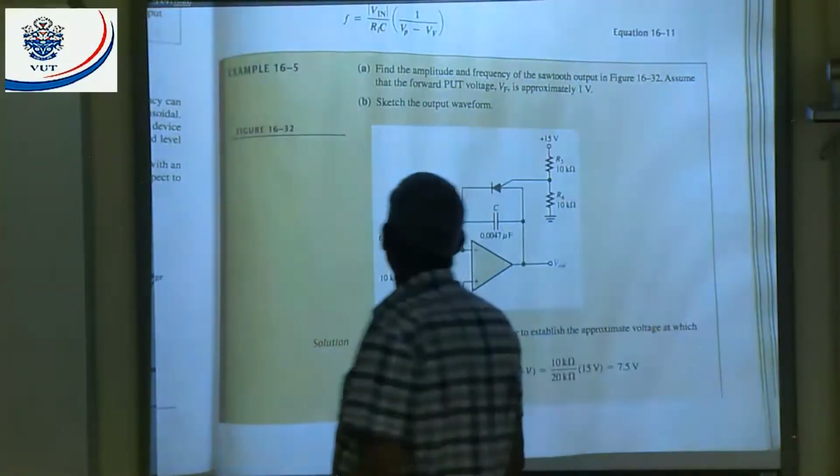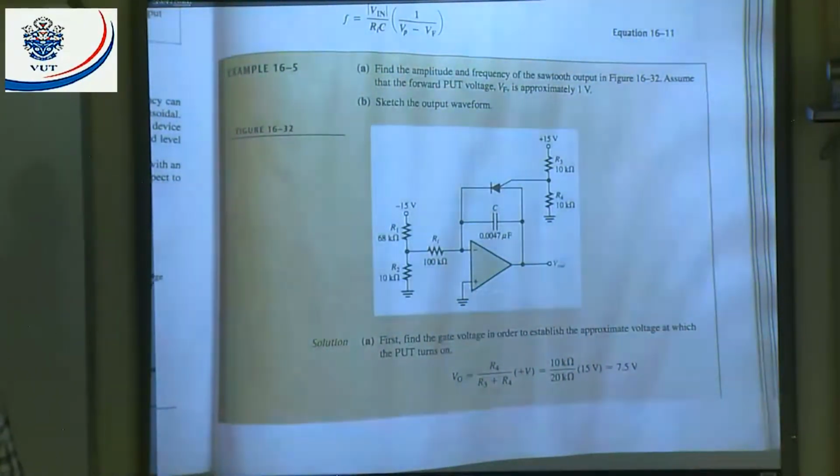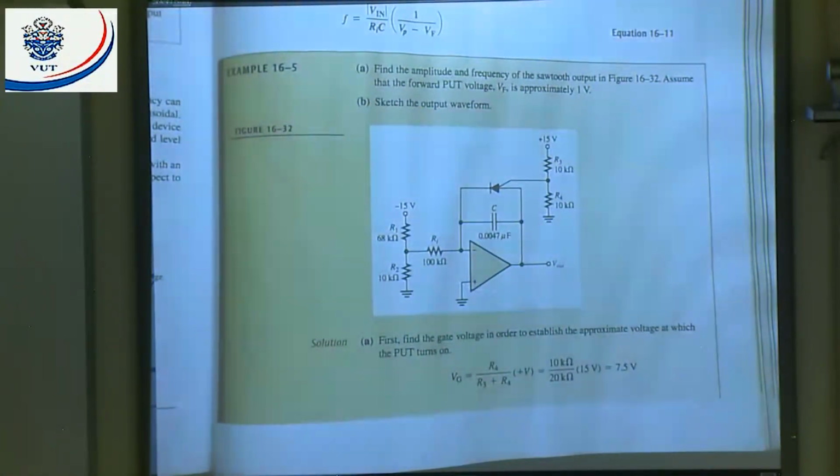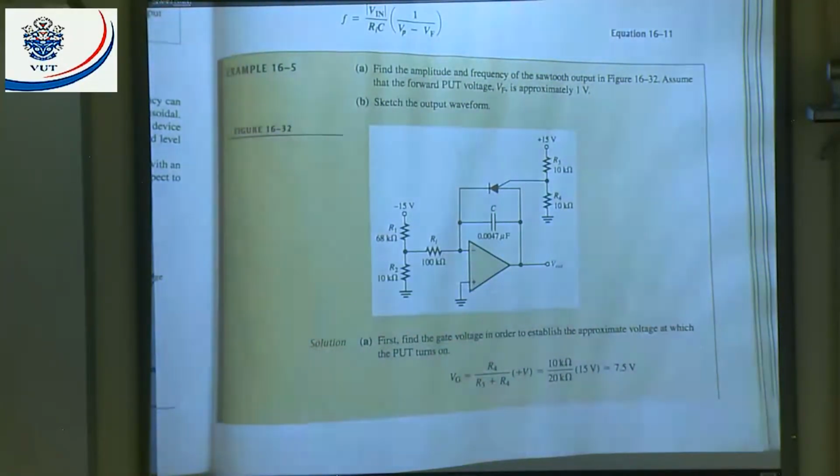Example 16.5: find the amplitude and frequency of the sawtooth output in figure 16.23. Assume the forward PUT voltage is approximately 1 volt. That means when the PUT is forward biased and conducting, there's 1 volt between the anode and the cathode. All right, you with me?